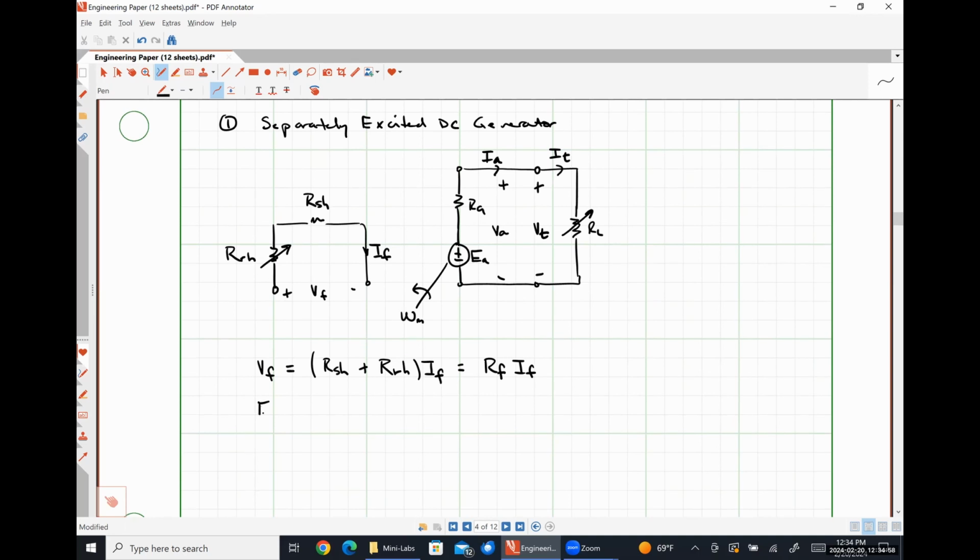Our induced voltage EA is just our terminal voltage VT plus IA times RA. So that's nothing more than Kirchhoff's voltage law around the armature circuit to figure that out. And we also know that our induced voltage EA is going to be KA times phi D times omega M.